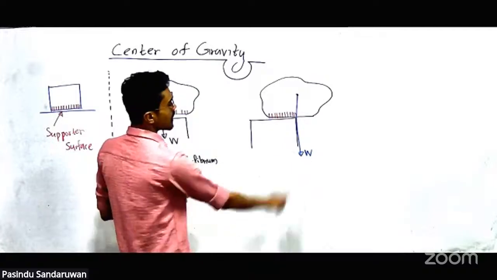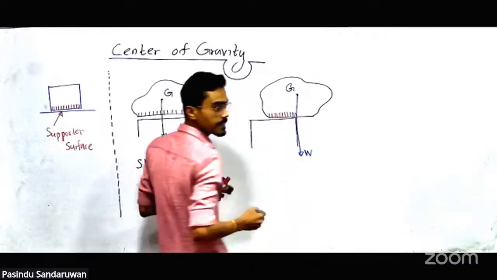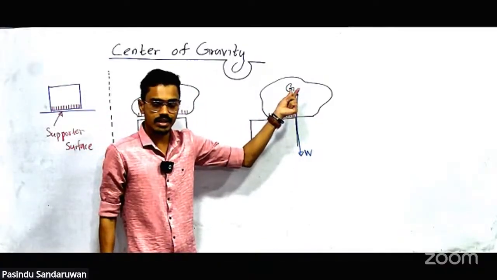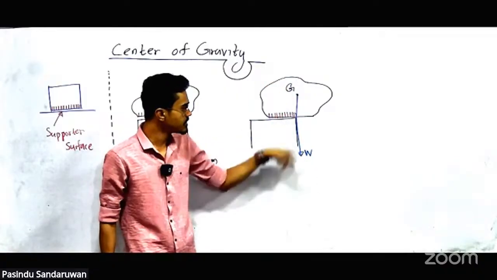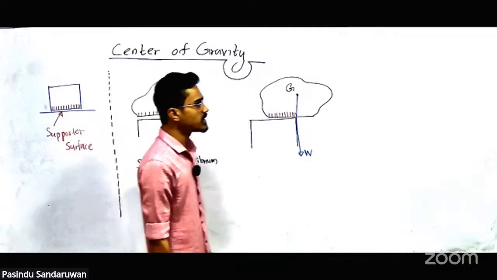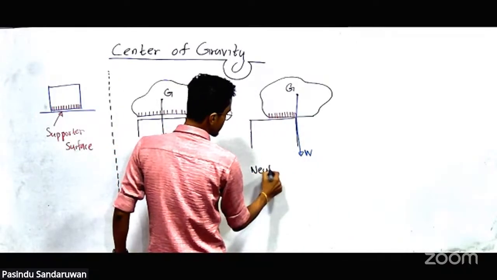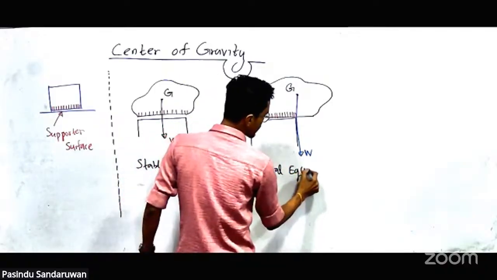Now, we usually denote the center of gravity by G. If the center of gravity and the acting line of weight are at the edge of the supporter, that is called a neutral equilibrium. Practical meanings are there. I'll show you after this explanation. Neutral equilibrium.